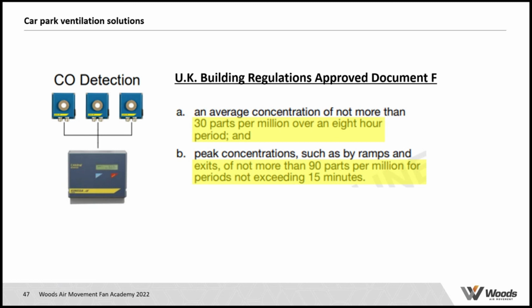However, there's a maximum threshold also referred to, which says that the peak concentration should not exceed 90 parts per million. So if it's 70 only for an hour, and the remaining time it will be 10 or 20 ppm, then the system is still compliant as long as it does not exceed the 90 parts per million over a 15-minute period. But those logics are generally all included in the CO control panel, so that will actually do the measurements for you.